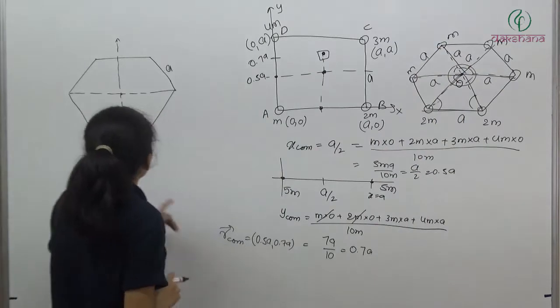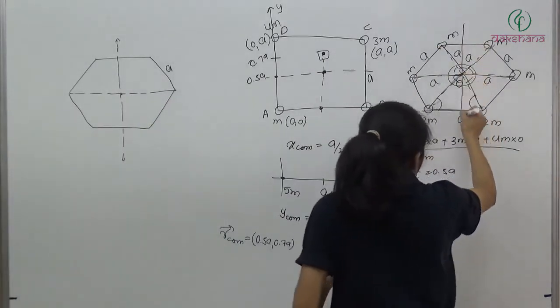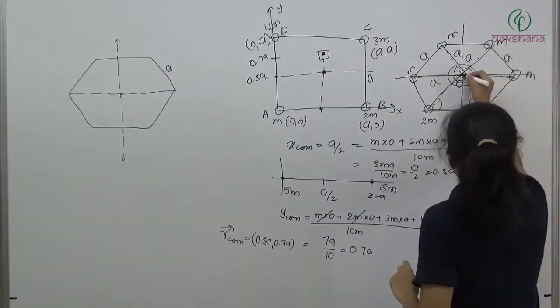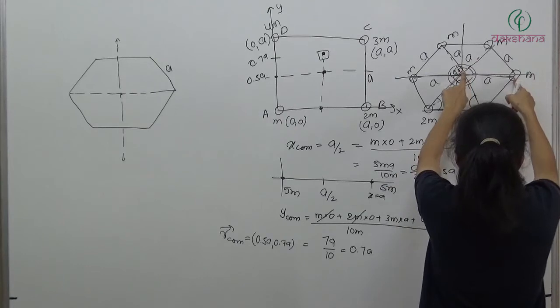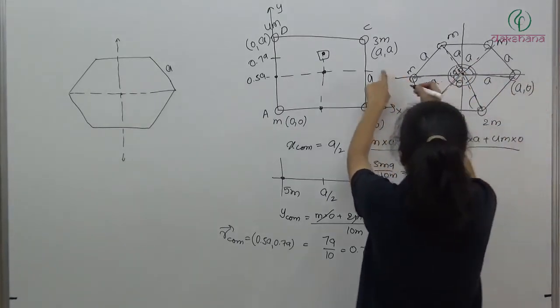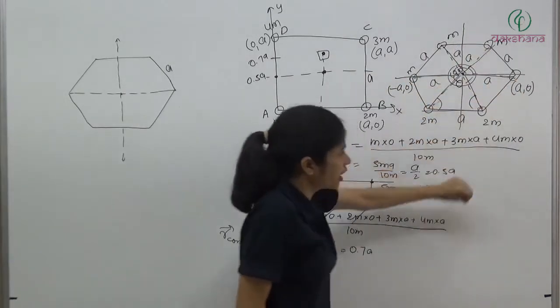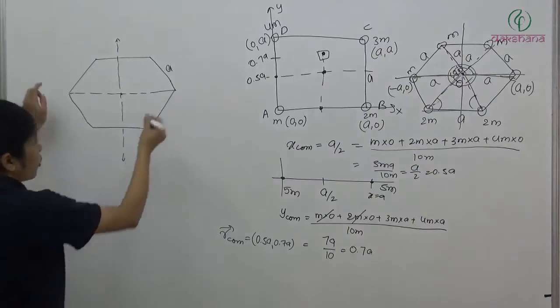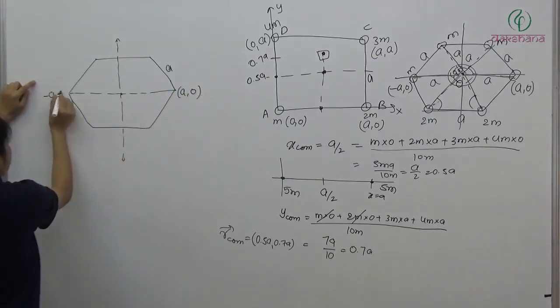Clear? So here we have, this is A. Now if I am taking this as origin, so this is 0, 0. Now this point is at how much distance? It is at A distance. So its location will be A, 0. Its location will be minus A, 0. Can you find out all the coordinates? Yes. So please try to find out. This is A, 0. This is minus A, 0.